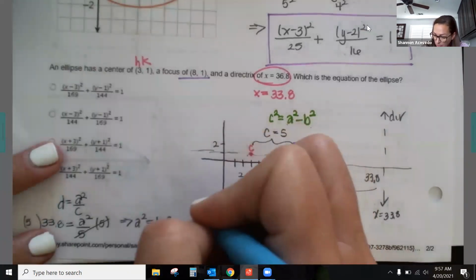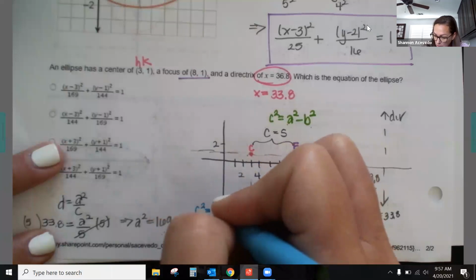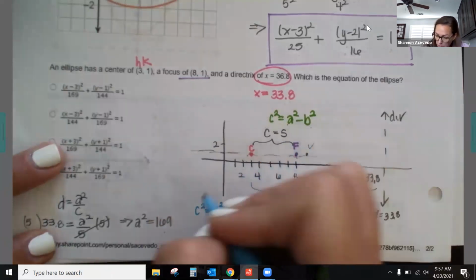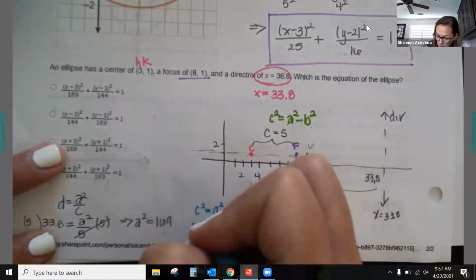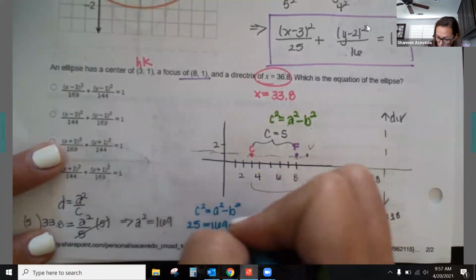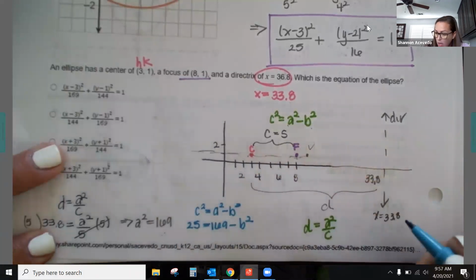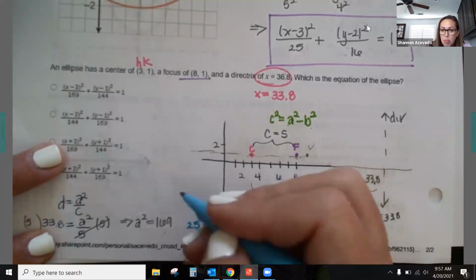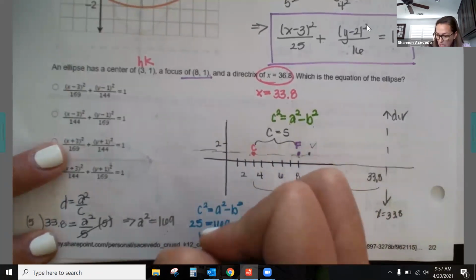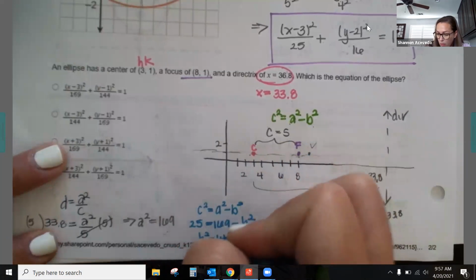I know that C squared is equal to A squared minus B squared. C squared is going to be 25, which is equal to my A squared, 169, minus my B squared. I'm going to go ahead and add B squared to both sides and subtract 25 from both sides, and I get B squared is equal to 144.